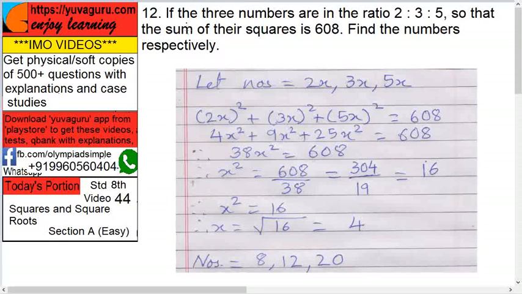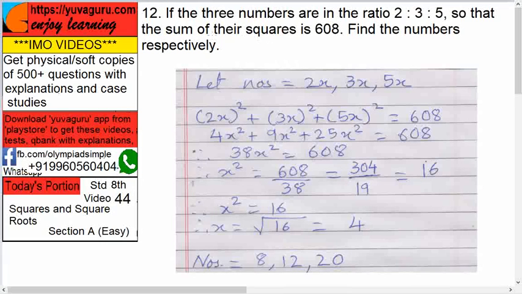Let's start. If three numbers are in the ratio 2 is to 3 is to 5 so that the sum of the squares is 608, then find the numbers. Okay. Numbers are in the ratio 2, 3, 5. So let the numbers be 2x, 3x and 5x.